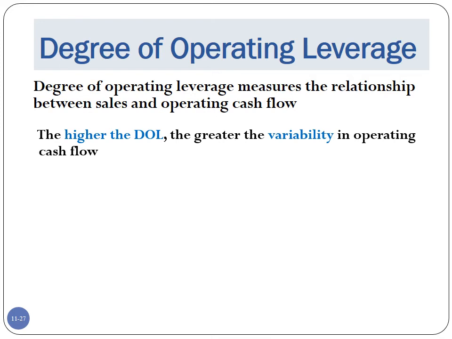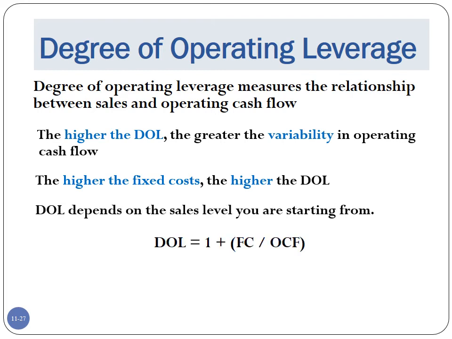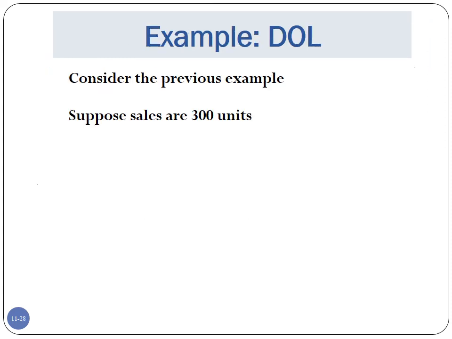And so the higher the degree of leverage, the greater the variability in operating cash flow, and the higher the fixed costs, the higher the degree of operating leverage. And the degree of operating leverage depends on the sales level you're starting from and what your revenues are at that particular sales level. So if sales are 300 units, this meets all three break-even measures in the previous example.